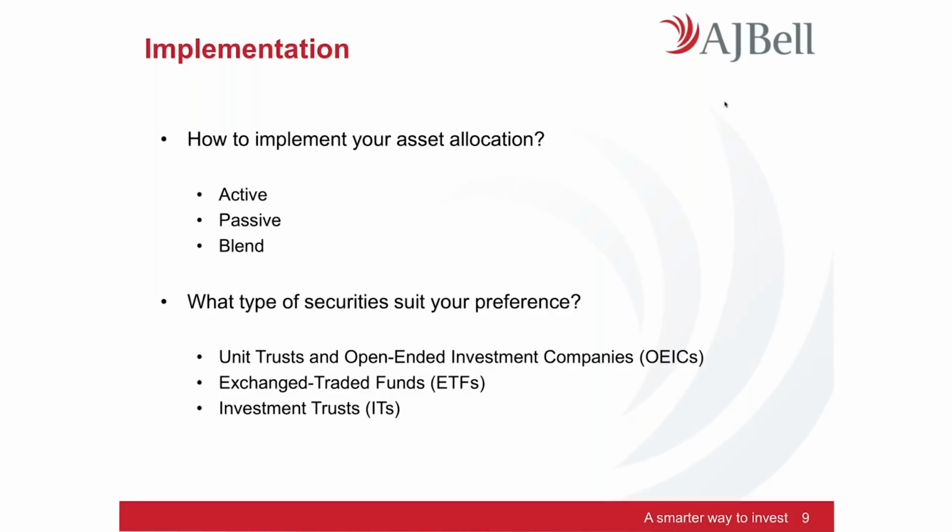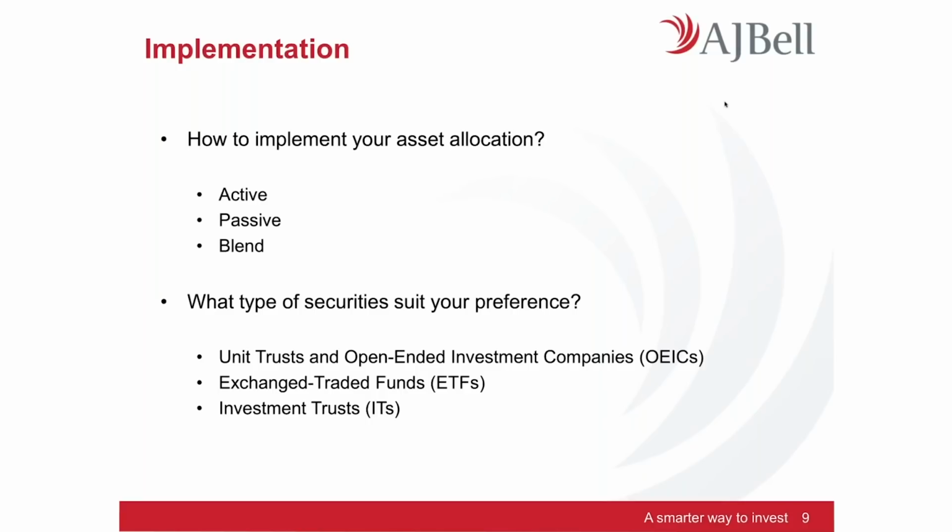The next decision really is what type of security suits your preference for your mandate. When we look at collective investments, there are many different types and ranges of investments, and we'll just discuss a few of them below here. So unit trusts and open-ended investment companies are broadly quite similar. And then you've got exchange-traded funds, ETFs, and investment trusts.